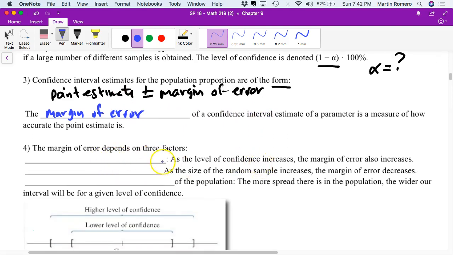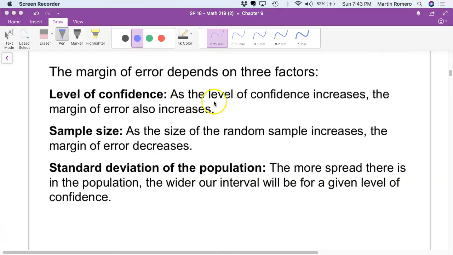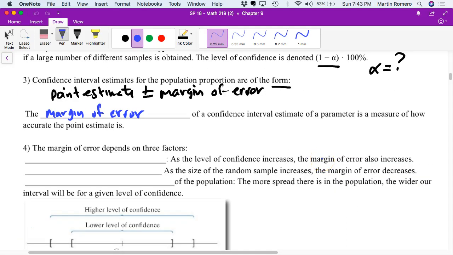The margin of error depends on 3 factors when we talk about margin of error. And so with those 3 factors, how big a margin of error depends on 3 factors: the level of confidence, sample size, and the standard deviation of the population. And so what we have here, level of confidence. So as the level of confidence increases, in terms of I'm 90% confident, I'm 99% confident, the more confident you are, the margin of error increases.